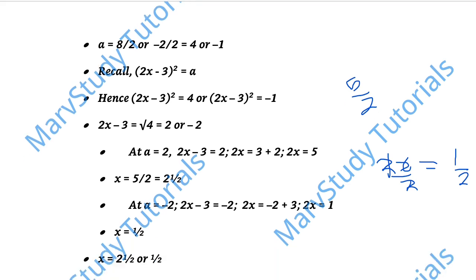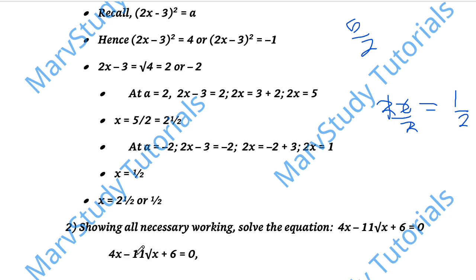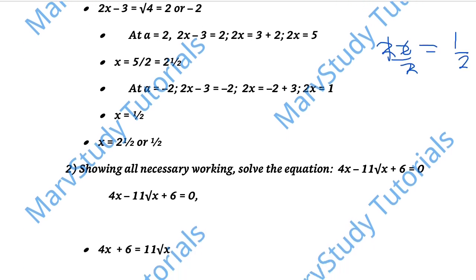So take the second question. It says, showing all necessary working, solve the equation 4x - 11 root x + 6 equal to 0. So the best approach to this, which is also a quadratic-like equation, is to take the -11 root x to the right-hand side of the equation. And when we do that, we're going to have 4x + 6 equal to 11 root x.